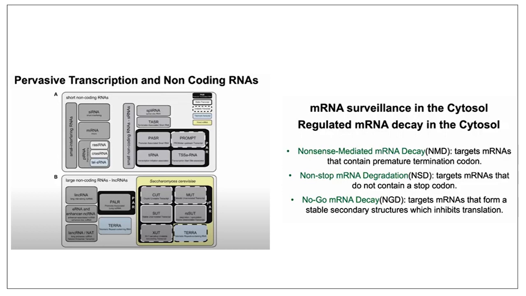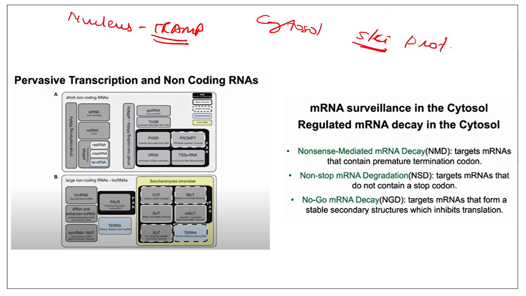Okay, so up till now we have studied that in the nucleus, this TRAMP complex helps in the degradation. Now in the cytosol, the SKI protein is responsible, that we have learned. But there are different mechanisms altogether that happen in the cytosol. What are the three mRNA decay mechanisms that happen in the cytosol?